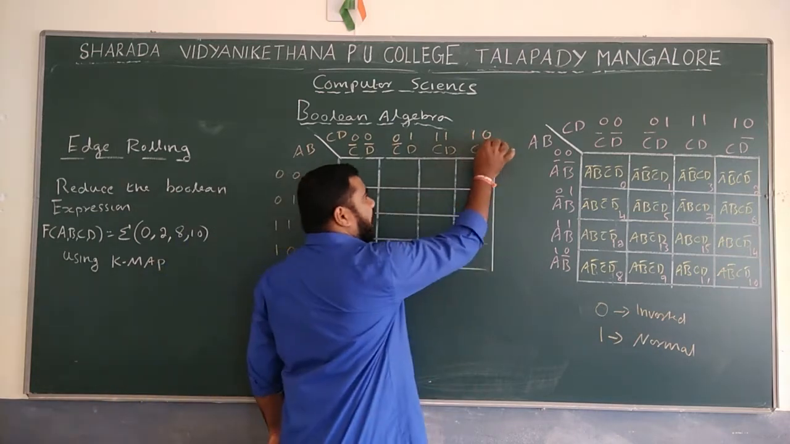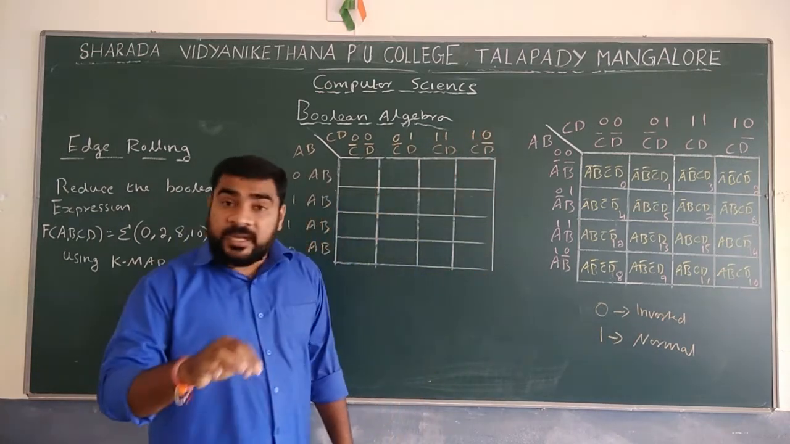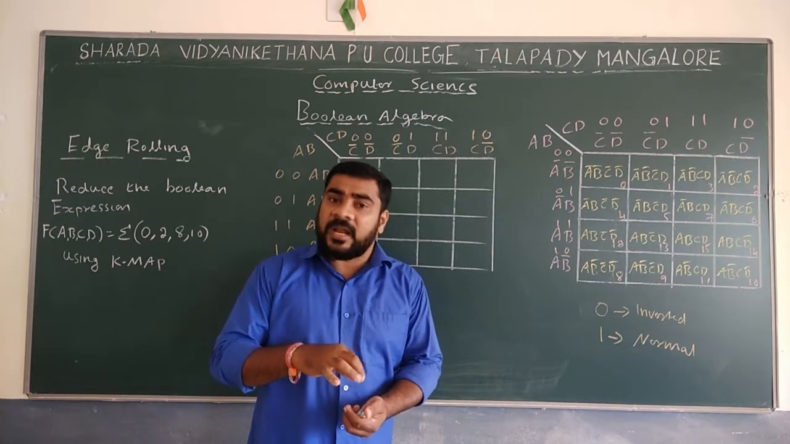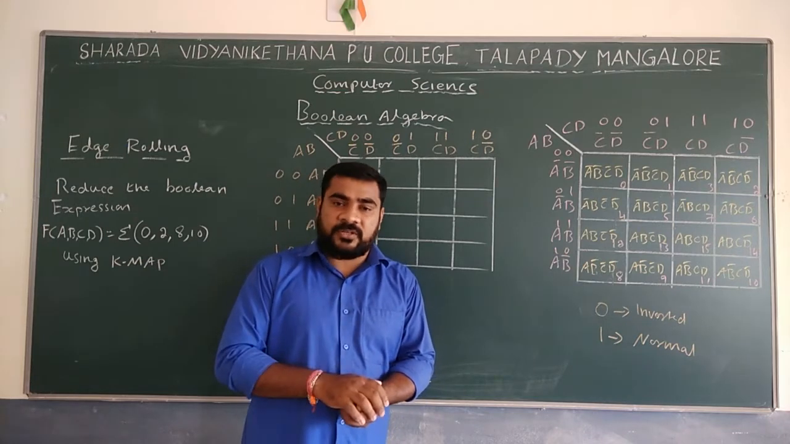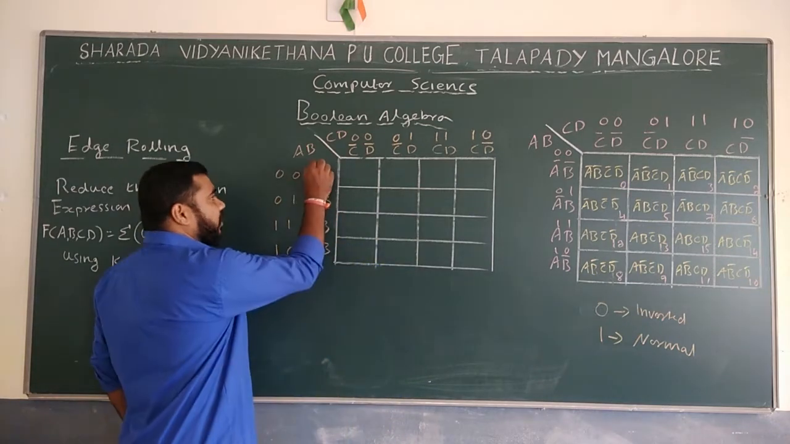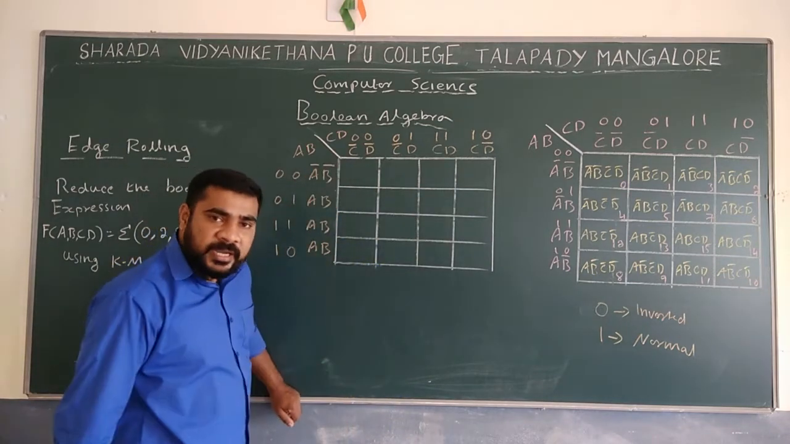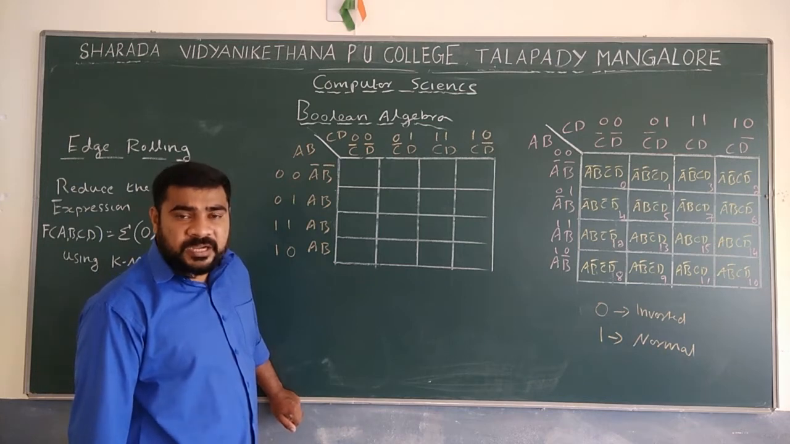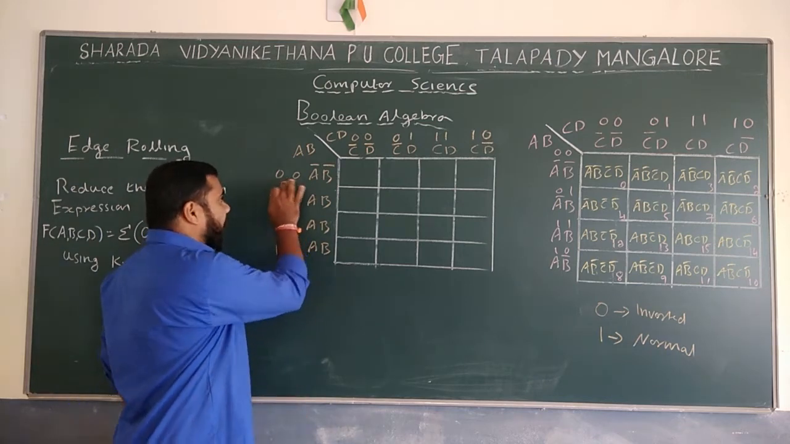And the last one is C and D dash. Why does D dash come? D dash because of 1 and 0. The 0 should be inverted, so it should be D dash. The next one is also the same thing. This one is A dash and B dash. Why A dash and B dash? Because here both values are 0.